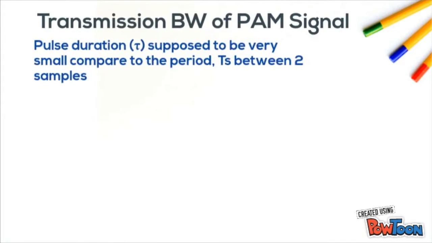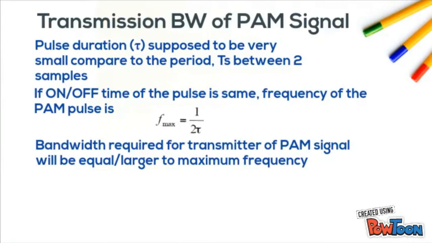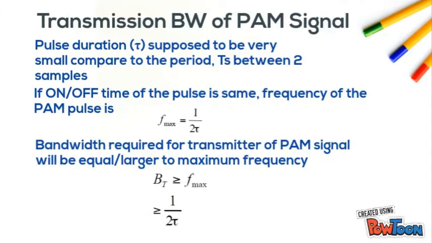About the transmission benefits of the PAM signal. Pulse duration is supposed to be very small compared to the sampling period between two samples. If the on-off time of the pulse is the same, the maximum frequency of the PAM pulse is equal to 1/2 the pulse duration, and the bandwidth required for transmission of the PAM signal will be equal to or larger than the maximum frequency.